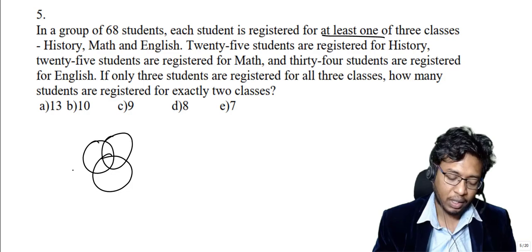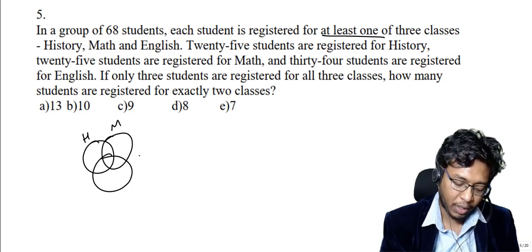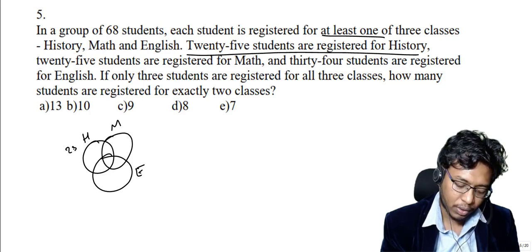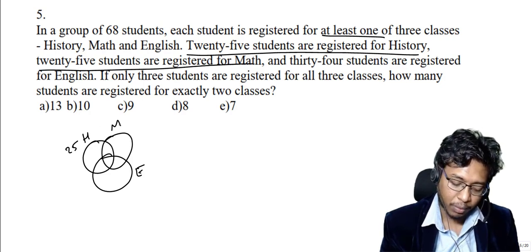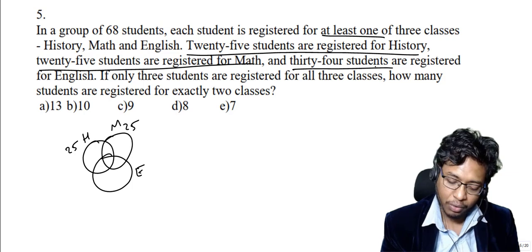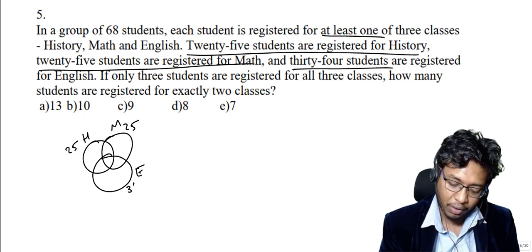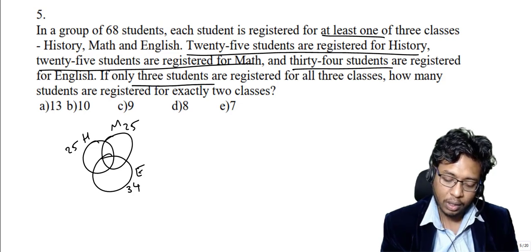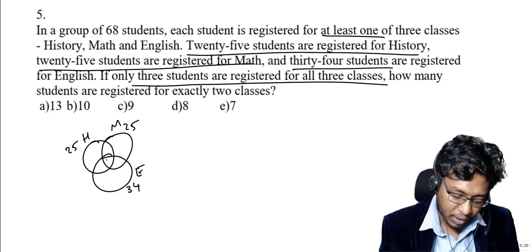Now there are three sets. One is history, one is maths, one is English. He said 25 students are registered for history, so this is 25, and 25 students for maths, this is 25, and 34 students registered for English, this is 34. So this is the data given. Now if only 3 students are registered for all the 3 classes, so that means this is 3.